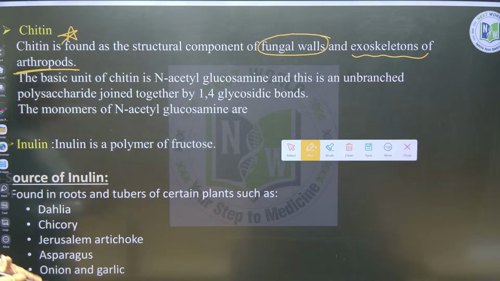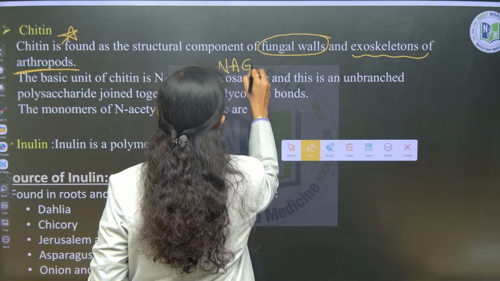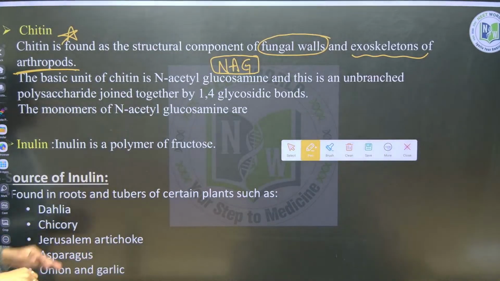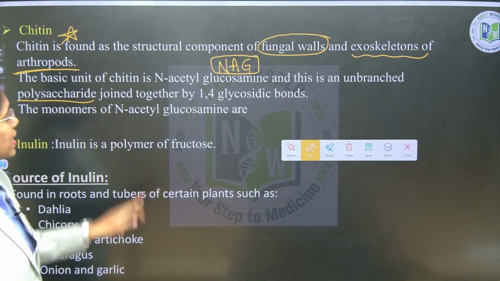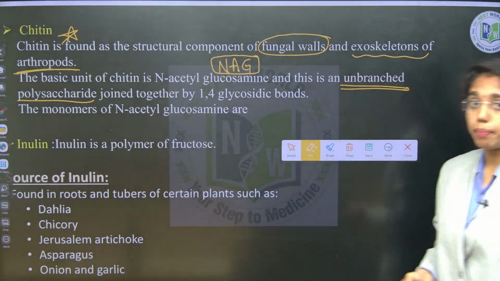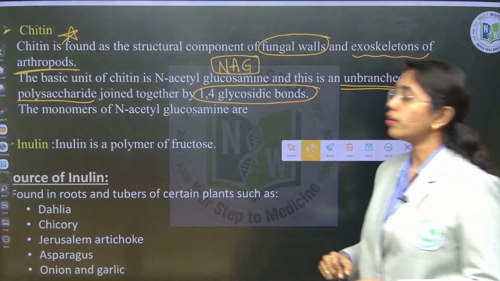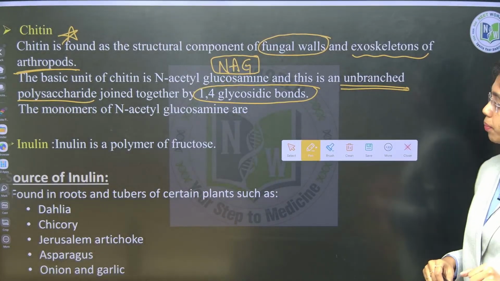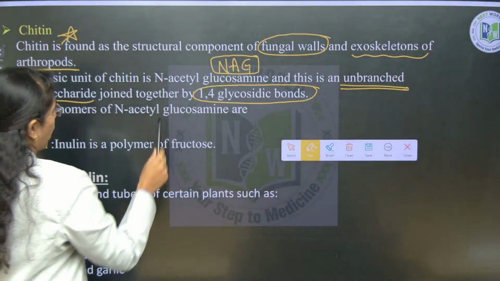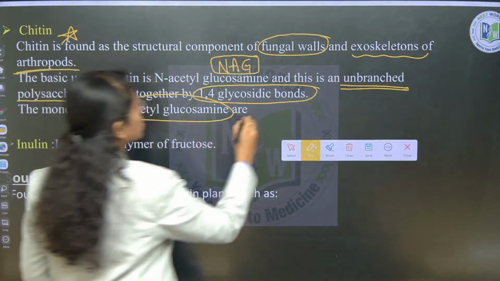The basic unit of chitin, chitin has what units? NAG units, N-acetyl glucosamine units. They consist of N-acetyl glucosamine units and this is an unbranched polysaccharide. These are joined together by alpha 1,4 glycosidic bonds. The monomers of N-acetyl glucosamine are these glucosamine units, like glucose units.